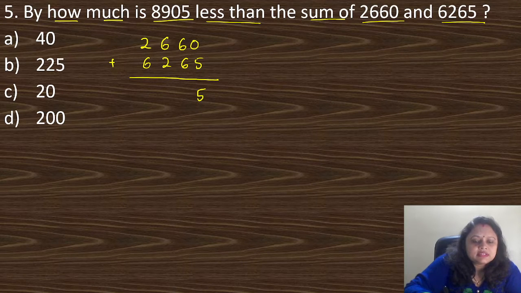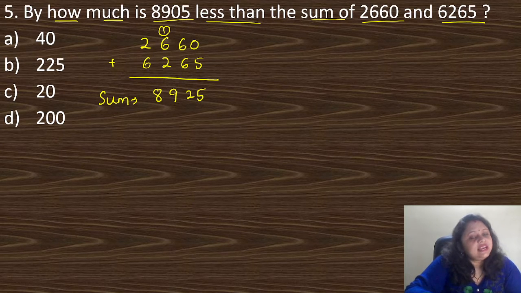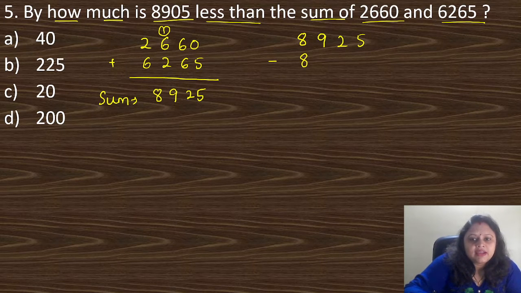Then 6 plus 6, 12. 7 plus 2, 9. 2 plus 6, 8. 8,925 is the sum. And we have to find by how much is 8,905 less than the sum. How to get 8,925? This is the sum. And we have to subtract 8,905.